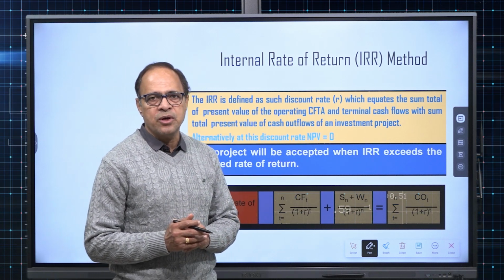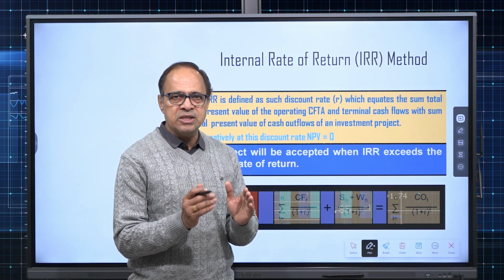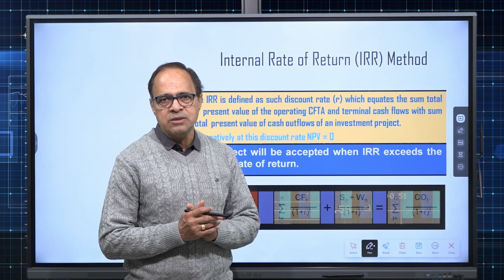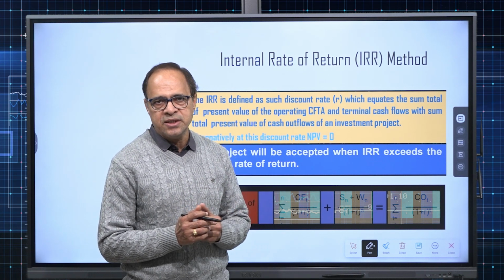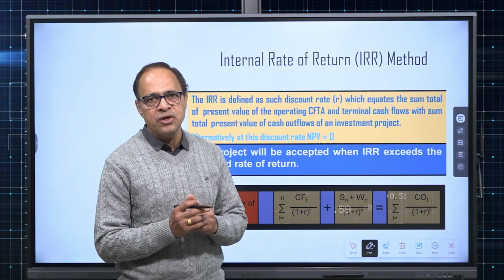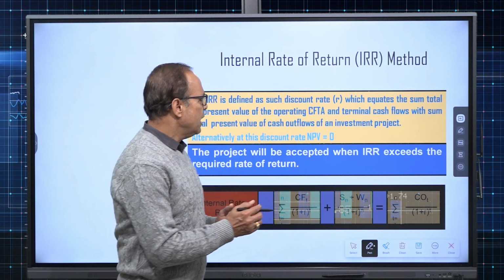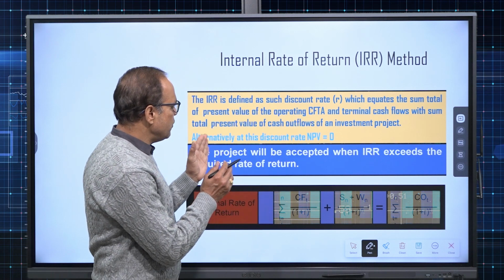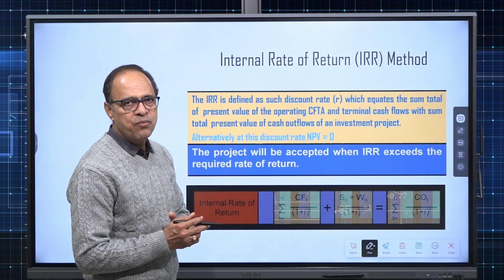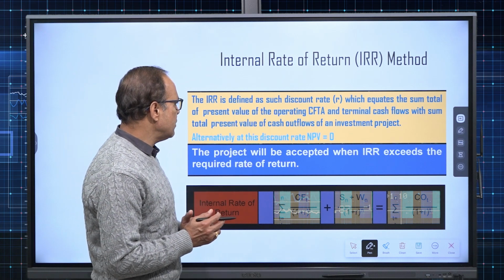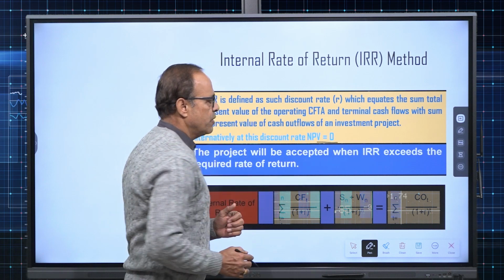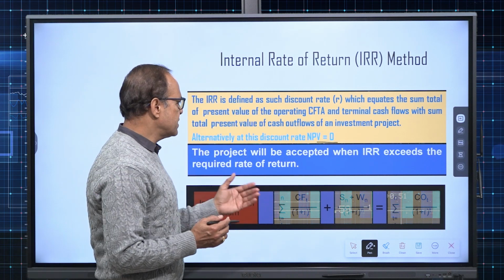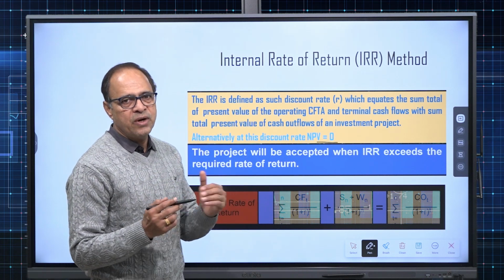Terminal cash inflow comprises salvage value or the scrap value realized by selling the project or second hand assets or used assets, as well as recovery of working capital. And so, present value of all the cash inflow becomes equal to the present value of cash outflow, that means NPV is 0, and I have explained to you a few minutes ago what is the role of IRR.